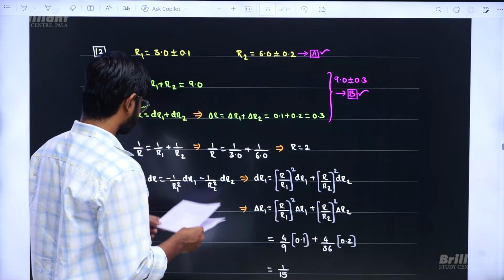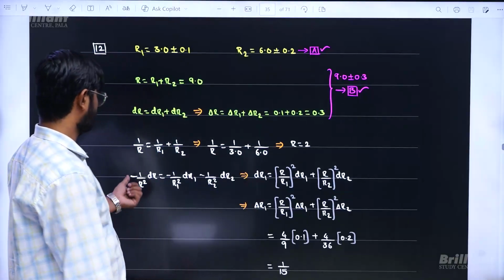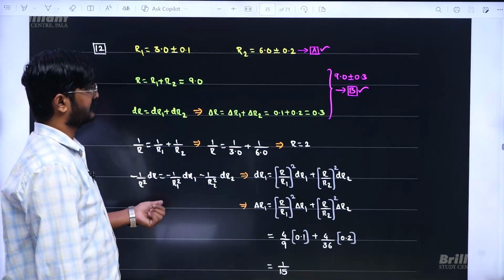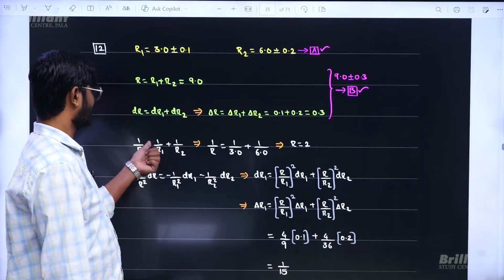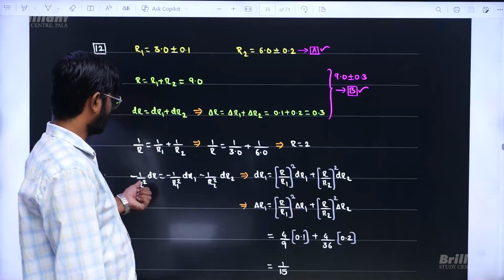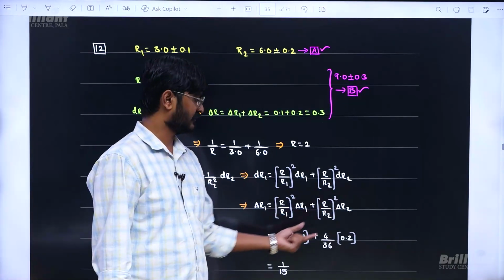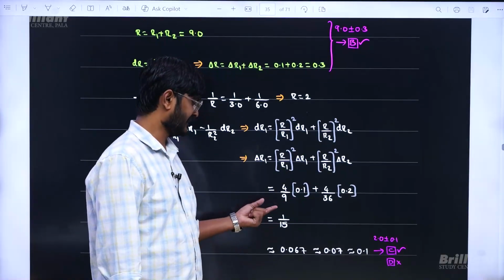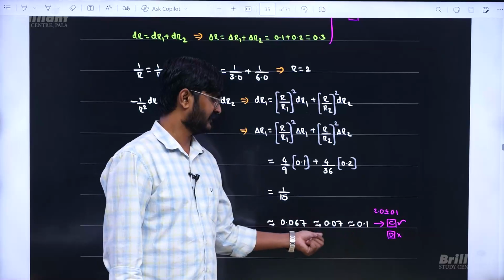So similarly, when connected in parallel, equivalent resistance will be 2 units. And significant figures will be decided based on the maximum error. So if I want to calculate the error, I will be differentiating this, and I know R value, R1 value, R2 value. If I substitute delta R1, also I know, delta R2 also I know. When you substitute, you will be getting this much, but you will be rounding it off to one significant figure.